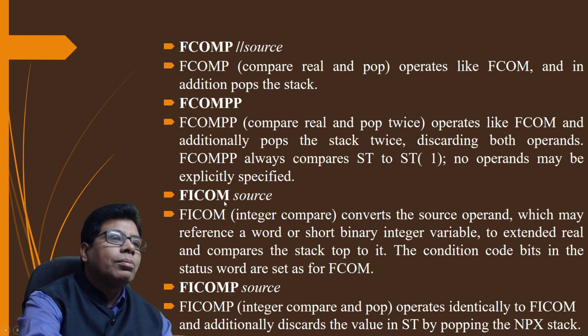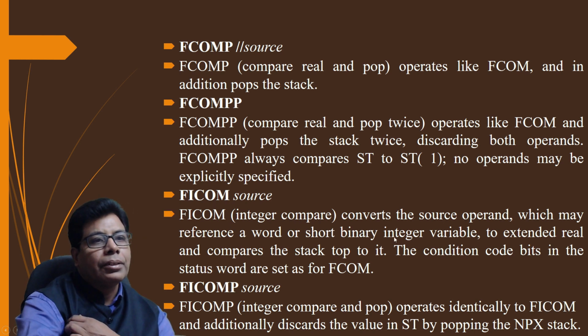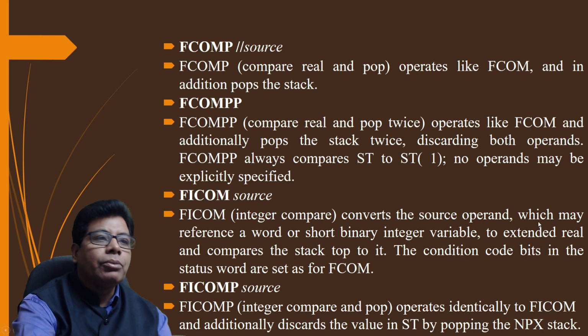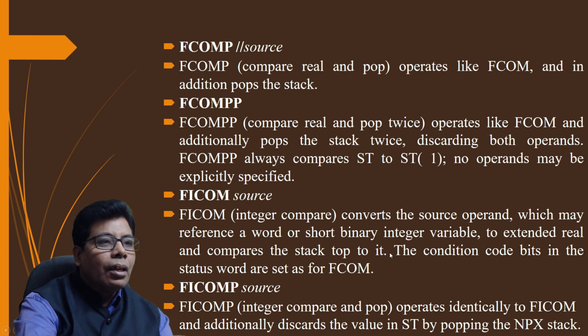Then FICOM, that is for the integer compare. So convert the source operand, which may reference a word or short binary integer. So here the operands are integer, word or short binary integer, 16 bit or 32 bit.